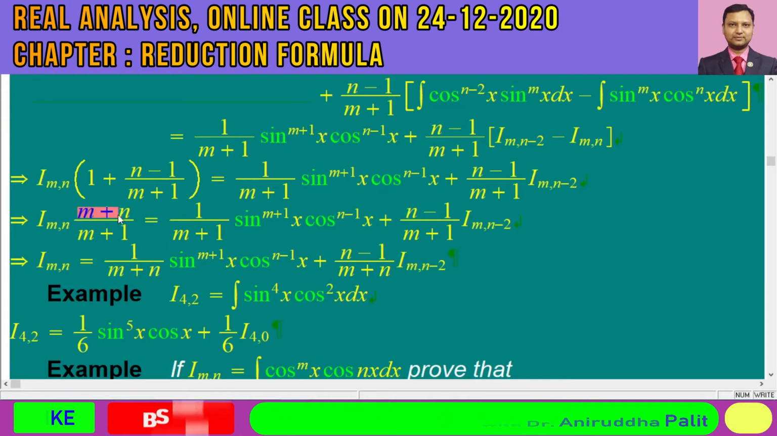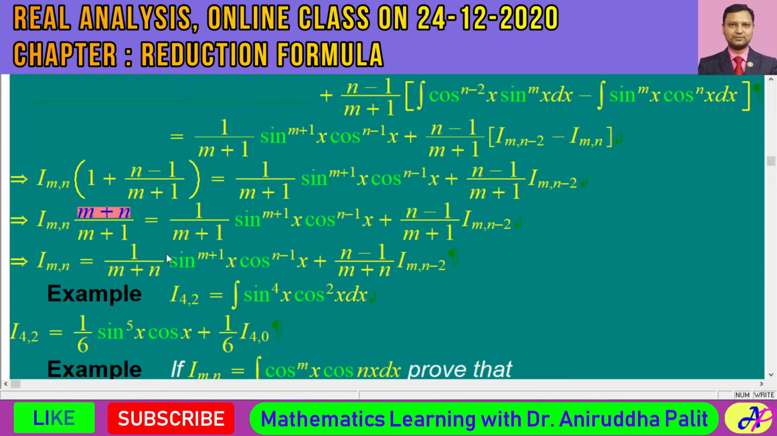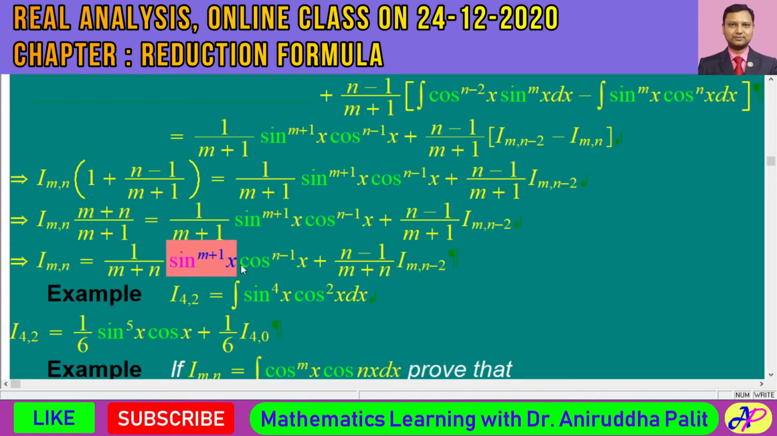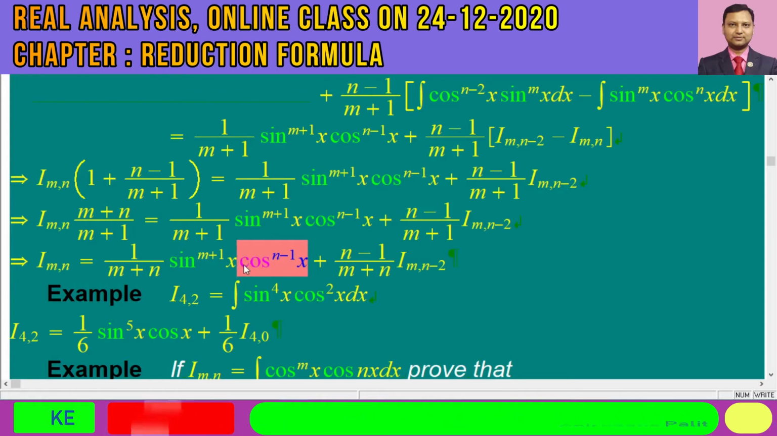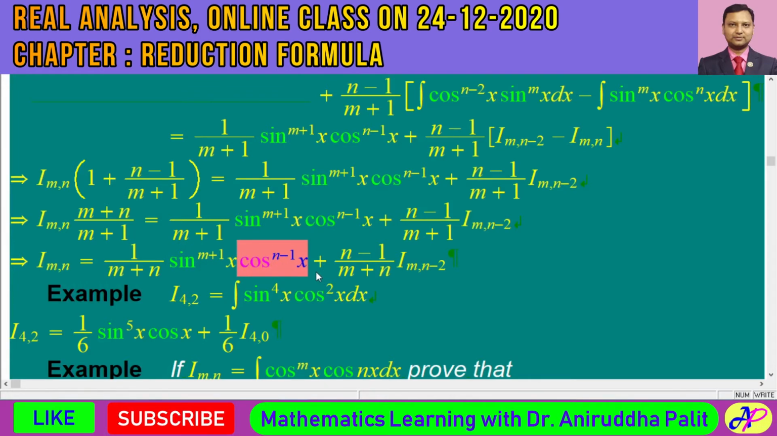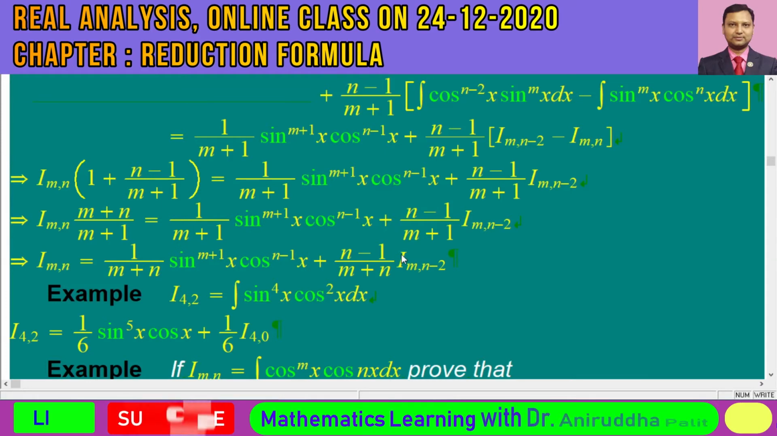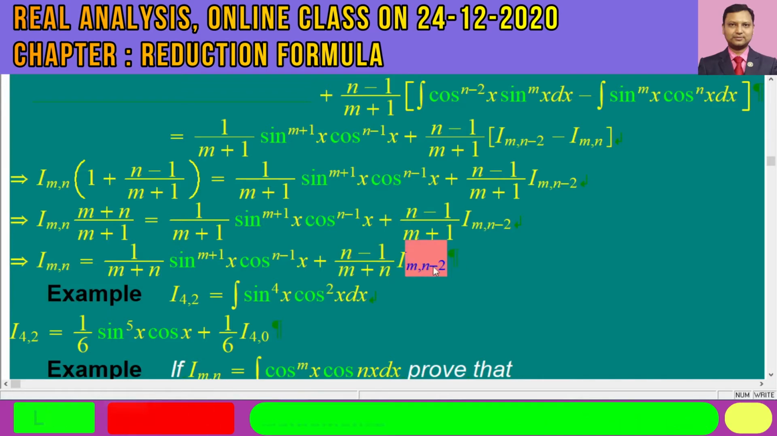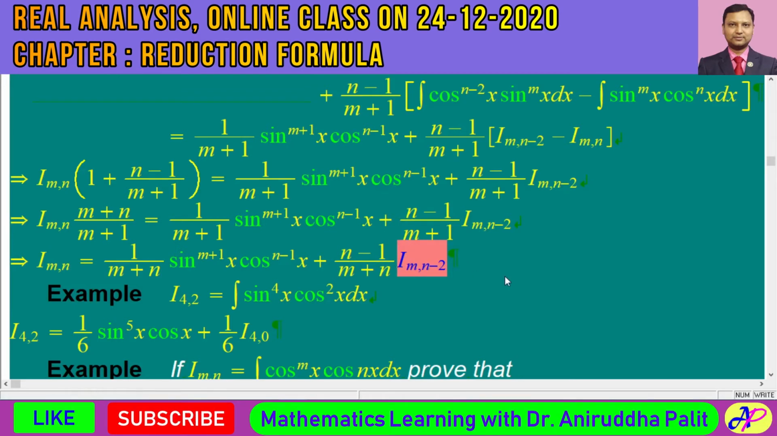That means the division by this numerator, 1 by (m plus n) of this factor sine to the power of m plus 1 x cos to the power of n minus 1 x, plus (n minus 1) divided by (m plus n) into I(m, n minus 2).